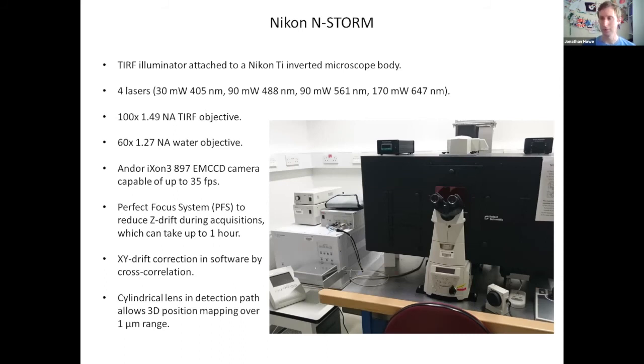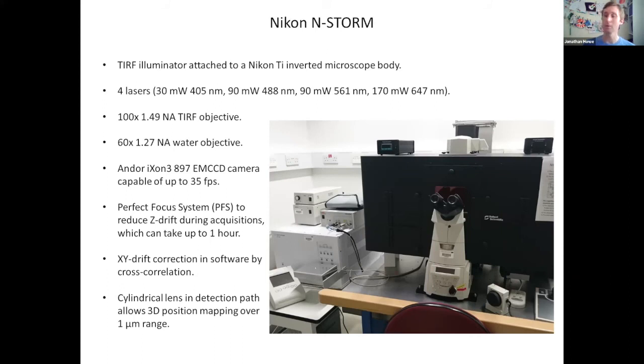And what's actually particularly useful in this system is it has a thing called perfect focus system, PFS. This is a hardware focus stabilization, and it is really helpful when you acquire STORM or PALM data, because the acquisition time can be many tens of minutes, and you really don't want the sample to drift in Z at all during that time. Otherwise, the image that you generate will basically be a Z projection image. So the PFS basically eradicates Z drift.